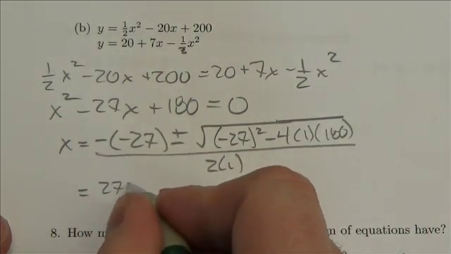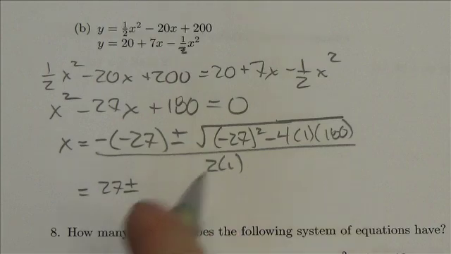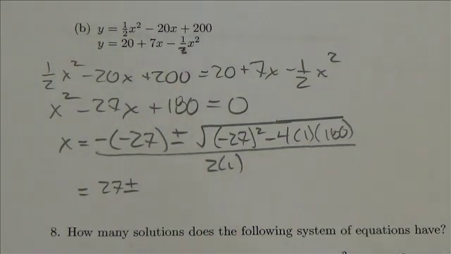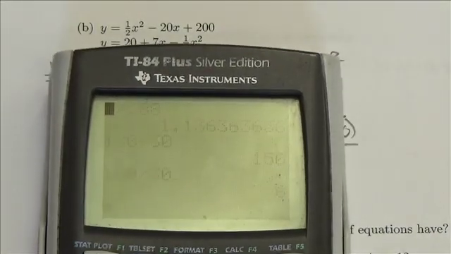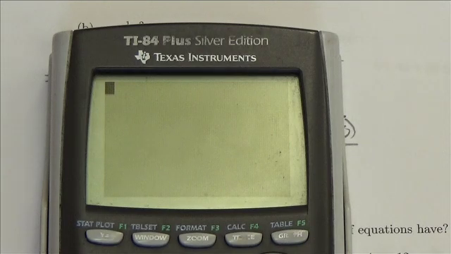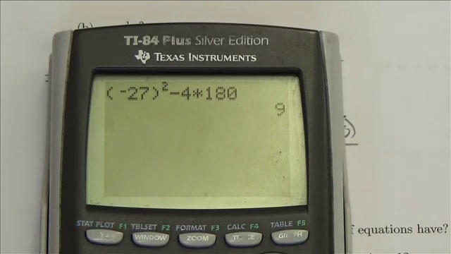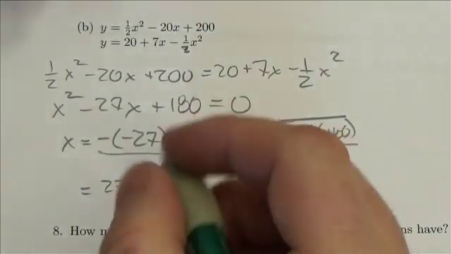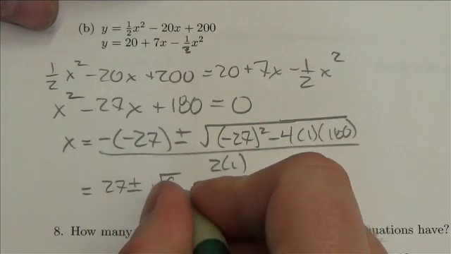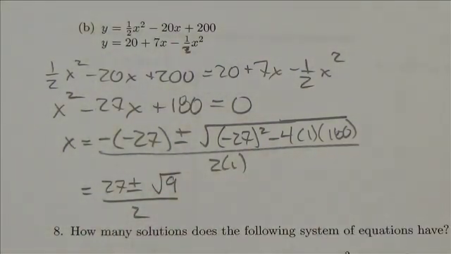So this will become 27 plus or minus. Now I'm going to evaluate what's inside there, and I'll show you what I'm doing. Negative 27 close brackets squared, so I want to make sure that the negative is separate. Minus 4 times a is 1 times c is 180, and I get 9. I figured that it felt like it should be factorable. So this will be the square root of 9 all over 2.